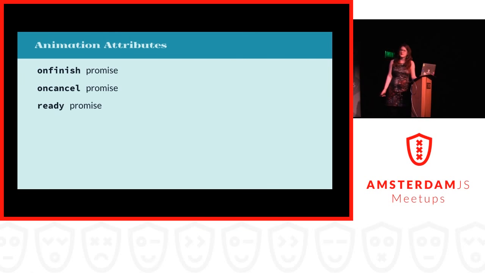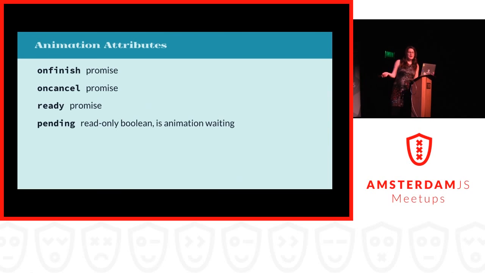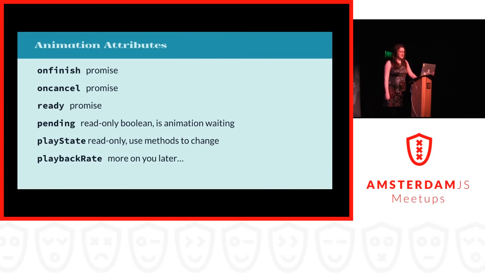So many promises, and it keeps them all. Pending, which is read-only, it's Boolean. It basically informs you that the animation is waiting to run. Play state, which is read-only, you use methods to change it. That's a way you can check to tell if it's paused or running.